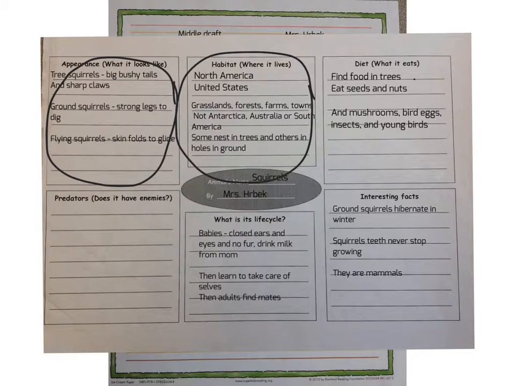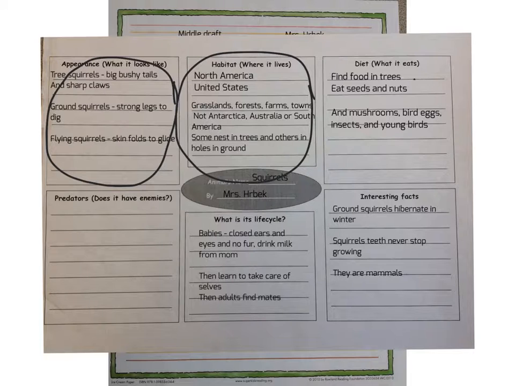So I'm going to reread what my facts are. For the appearance, or what they look like, I know tree squirrels have big bushy tails and sharp claws. I know ground squirrels have strong legs to dig with. And I know flying squirrels have skin folds to glide. Choose which category you want to start with and reread your facts.